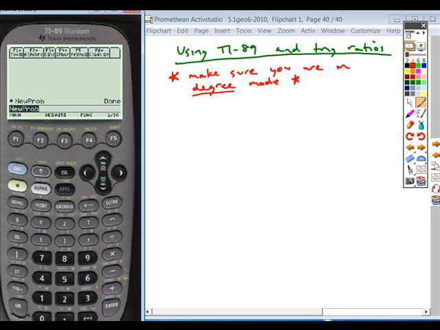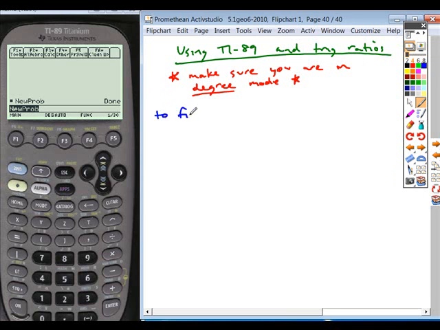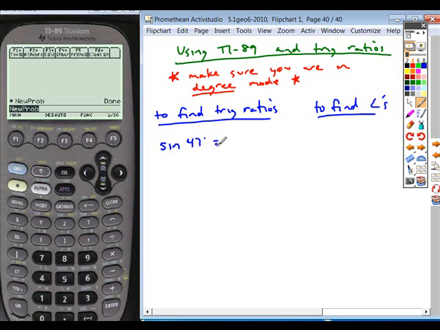All right, so once you're in degree mode, there's 2 different cases of using this. You're either going to use it to find trig ratios or to find angles. If you're finding trig ratios, what you're going to look to do is the following. And this is probably what you would most likely have done in the past.